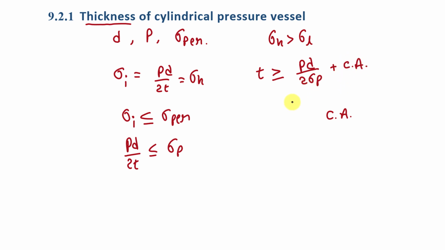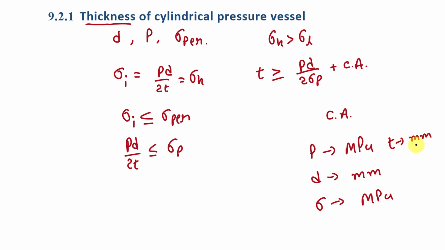Fine. And to find out thickness, take care in the units of these values. You have to take pressure in megapascal, diameter in mm, and stress in megapascal. So finally you will get thickness in mm. Fine. And you can also take all these values in SI unit. So finally you will get thickness in meter. But generally we prefer these units.